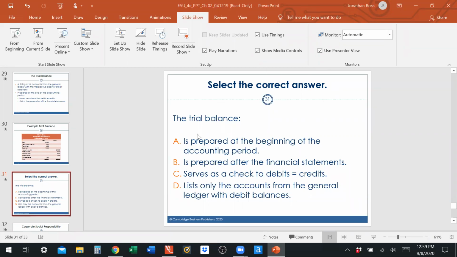A isn't true. Trial balance is prepared at the end of the accounting period. B isn't true. Trial balance is prepared before the financial statements. Still at the end of the accounting period, but before you make the financial statements. C is true. D isn't true. It lists not only the accounts with debit balances, but also accounts with credit balances.